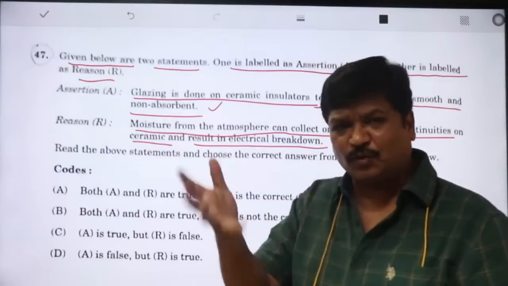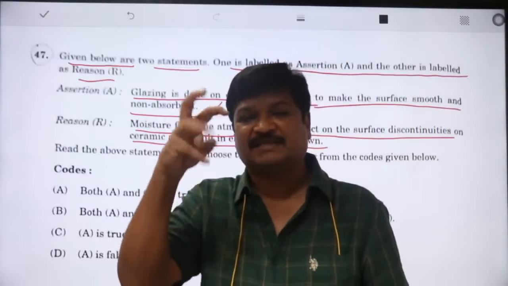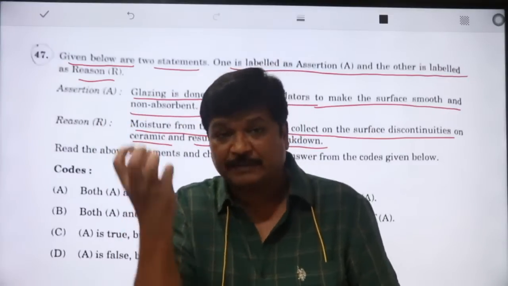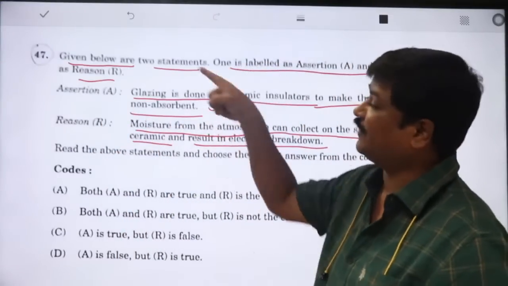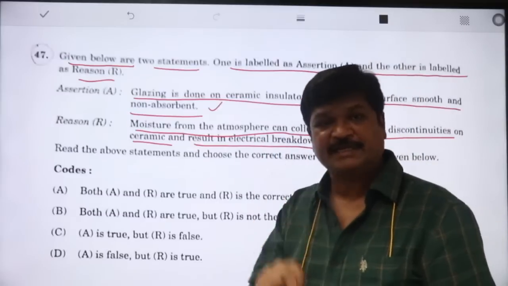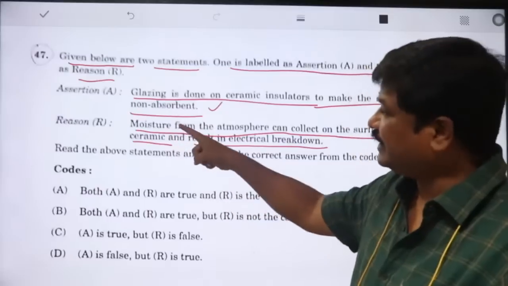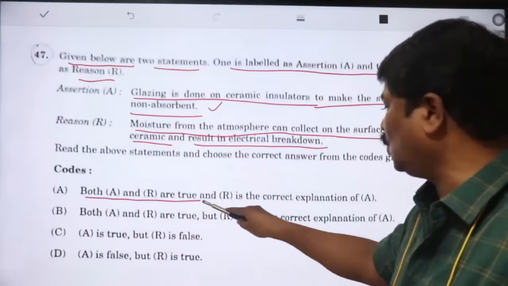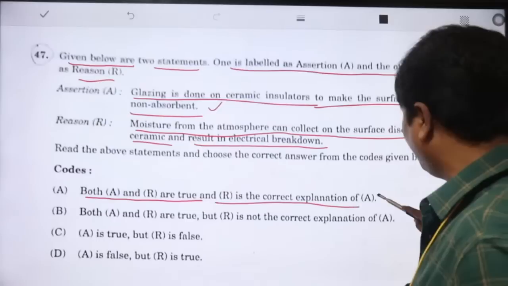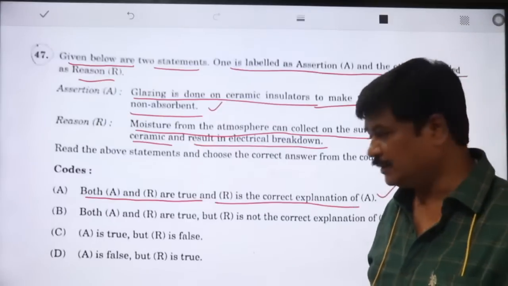Suppose you make it with only ceramic without glazing, what happens? A rough surface will be there that will absorb the moisture. So this is the reason. Both are right, and this reason is applicable for A, so both A and R are true. R is the correct explanation for the assertion. This is the right answer.